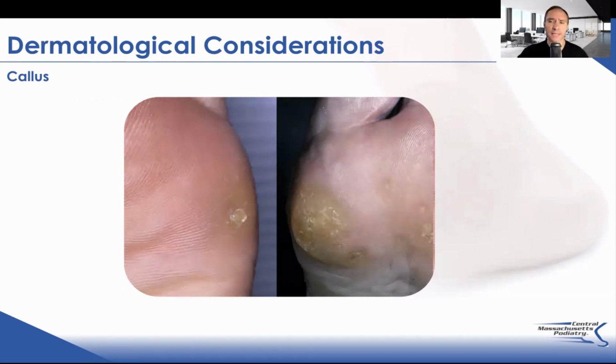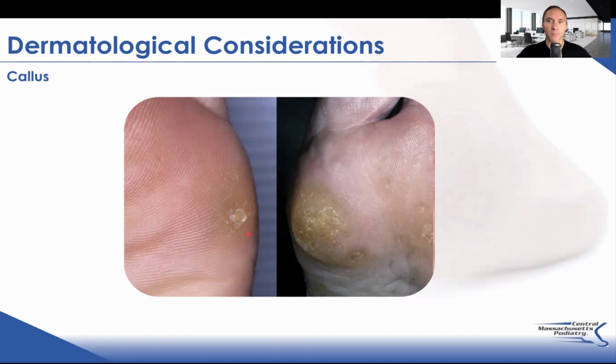You have to determine what's a callus and what's a wart. Many times it can be misdiagnosed, especially this lesion here on the left. It's a little circular lesion. People many times mistake this for a wart, but this is something called a porokeratoma. Basically, the pore, the sweat gland, has a very focal lesion that gets very big and can become painful for our patients.